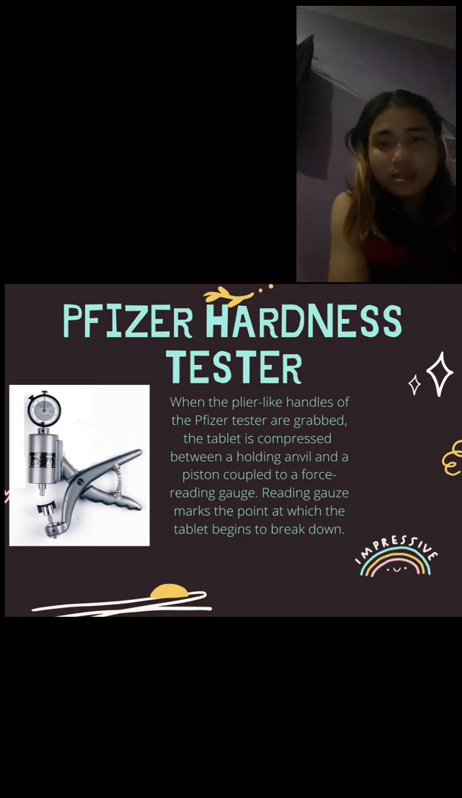So the next is the Pfizer hardness tester. This is the second commonly used equipment in the hardness test. When the plier-like handle of the Pfizer tester is gripped, the tablet is compressed between a holding anvil and a piston coupled to a force reading gauge. The reading gauge marks the point at which the tablet begins to break down.